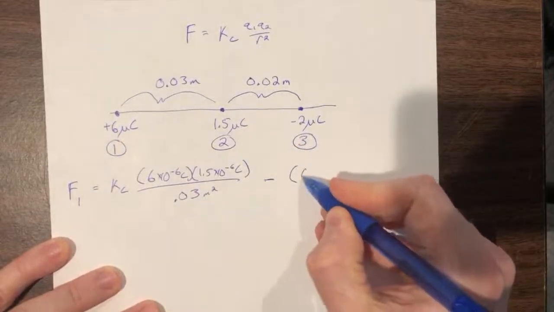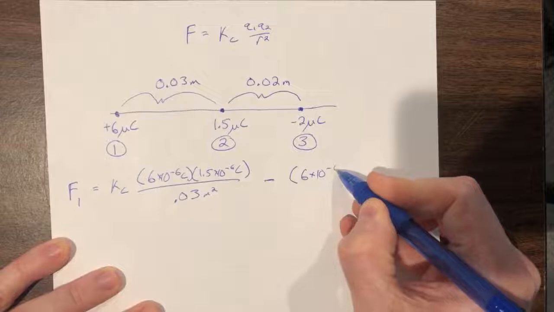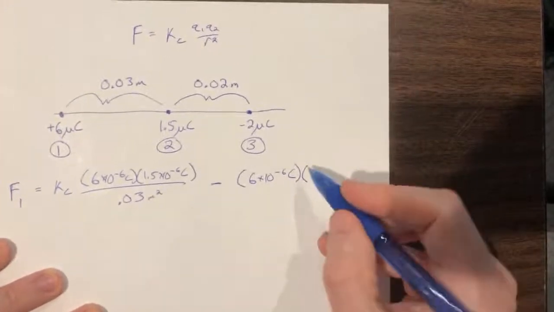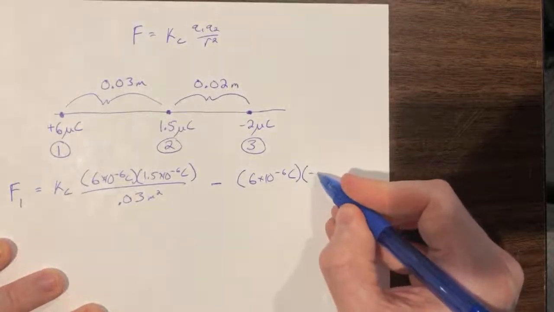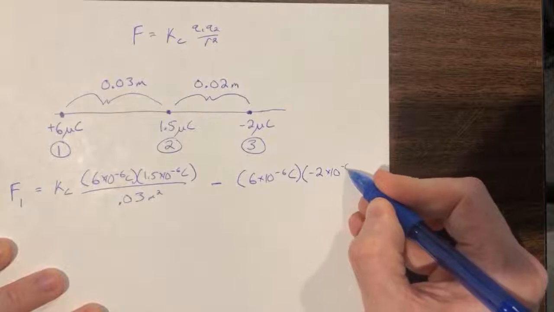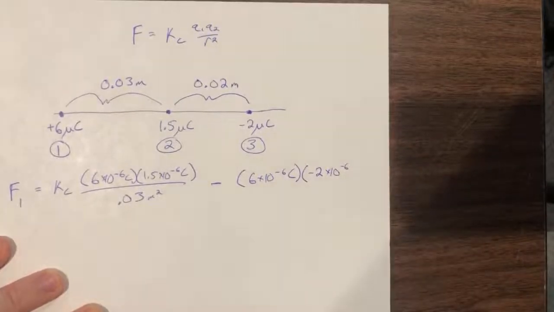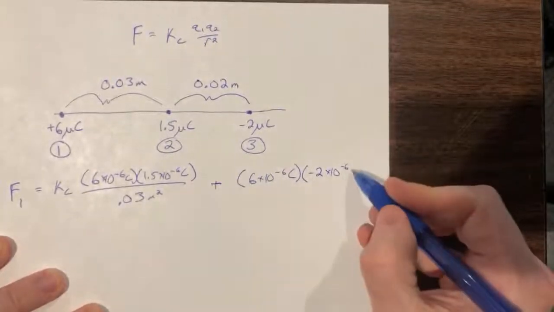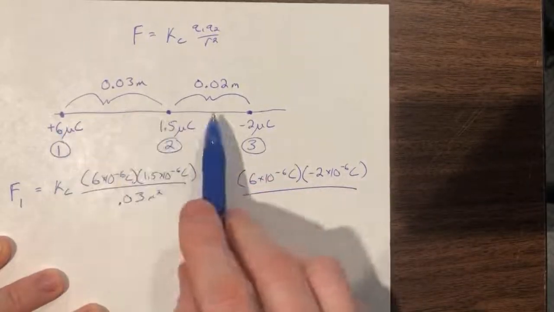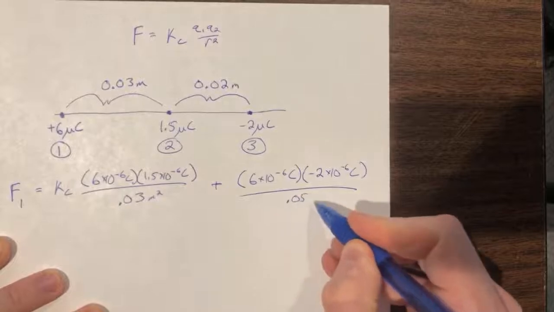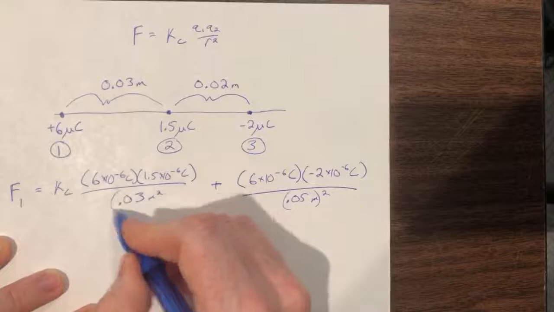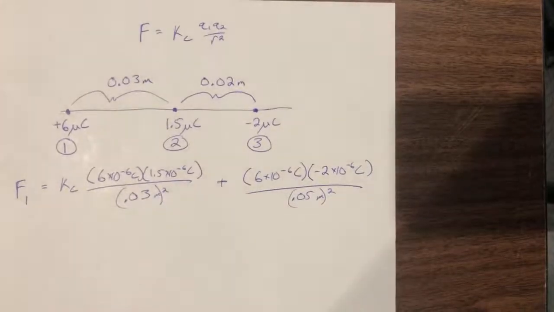And then we're going to add to that, or in this case, we're going to subtract the charge of the force of this point on this point. So that's going to be 6 times 10 to the minus 6 coulombs times negative 2 times 10 to the minus 6 coulombs, all over a distance of 0.05 meters squared. All right.